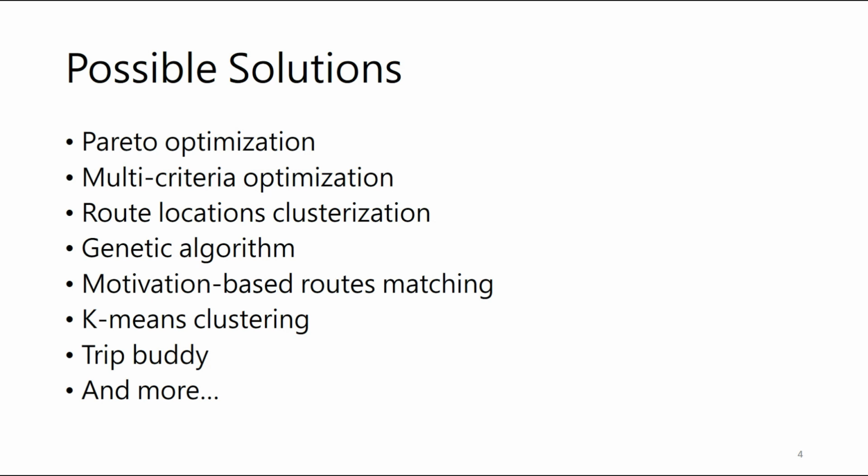Possible solutions include Pareto optimization heuristics with non-dominated sorting, multi-criteria optimization by popularity, cost, and number of attractions, route locations grouping using clusterization methods that take user ratings and feedback into consideration, genetic algorithm for variable neighborhood search and memetic search in differential evolution, motivation-based routes matching with existing tourism topologies, K-means clustering, tree-based recommendations based on user web surfing behavior, and more. Despite each of the aforementioned algorithms' effectiveness in solving small tasks on its own, without complementary components, they lack integrity and ability to work in a larger perspective.